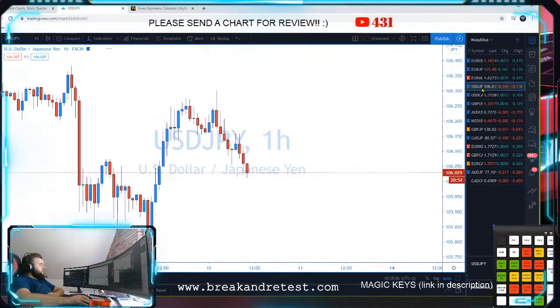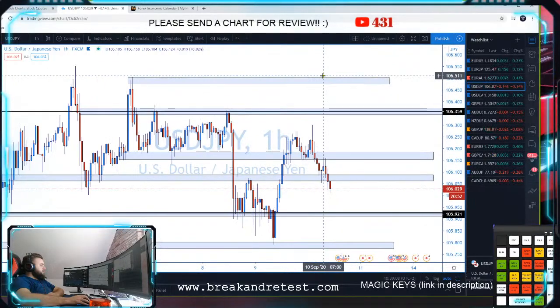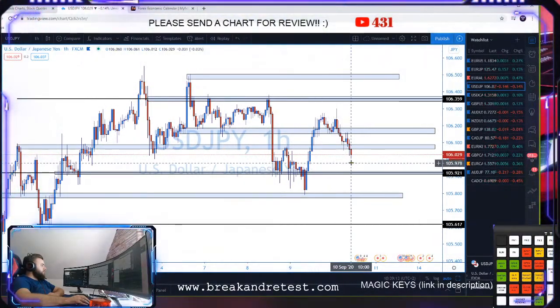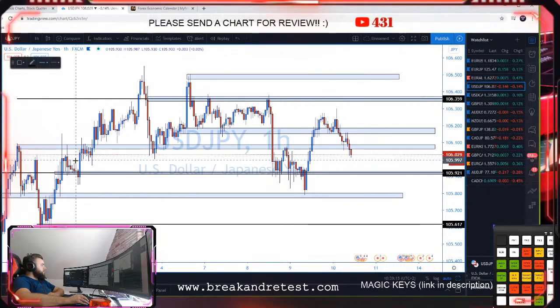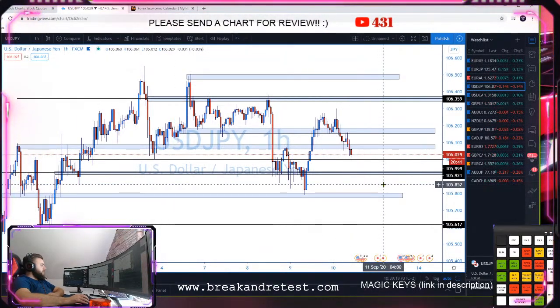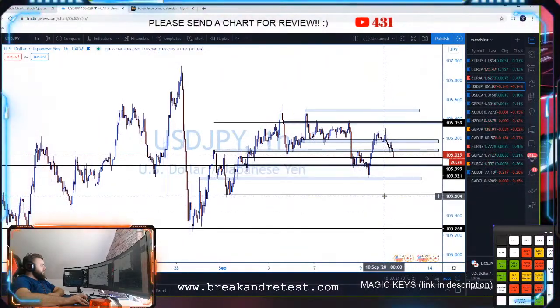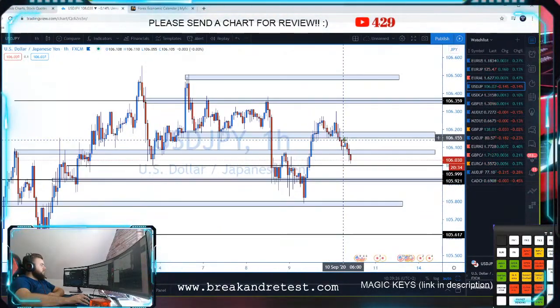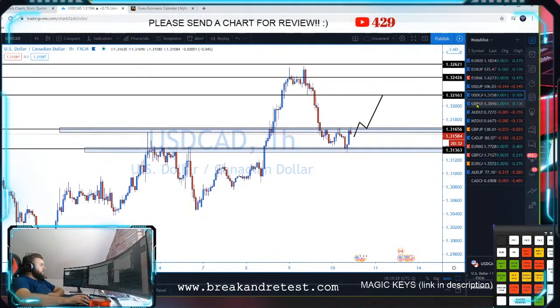Herman, UJ is too messy. I think I would just skip it. There are too many zones in between. I would just stay away from it right now. Look at the chart, it's too messy. We have too many zones. I don't like to see that.